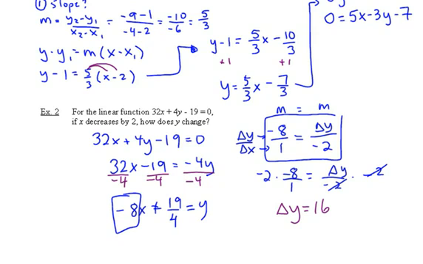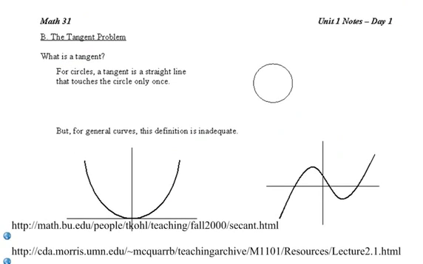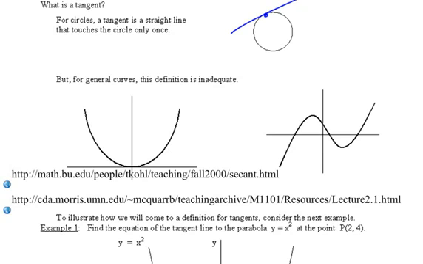Well, let's talk about that. Okay. So yes, for a circle, that would be an appropriate definition for a tangent line. It only touches the circle once. Is that better? So draw the line. For circles, a tangent is a straight line that touches the circle only once. But unfortunately, we're dealing with things that are more than just circles. We have curves. So if we kept the same definition, I'm going to call this one T.